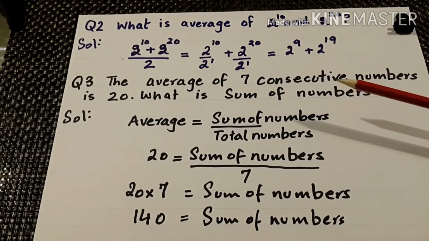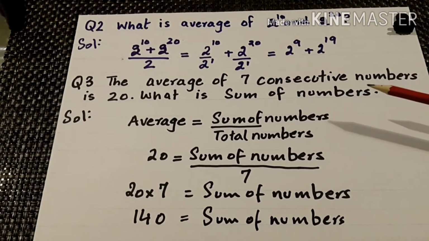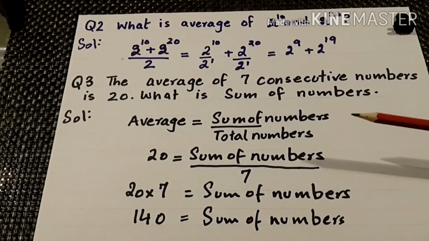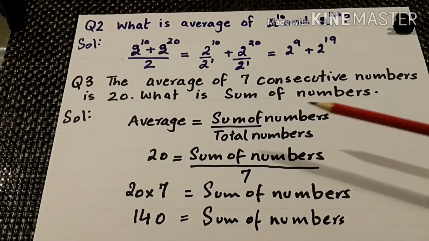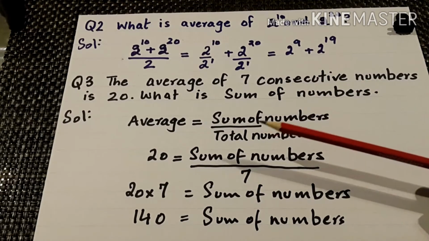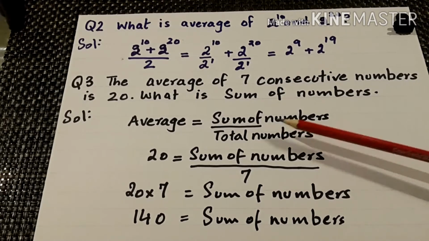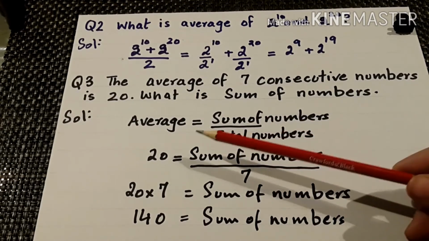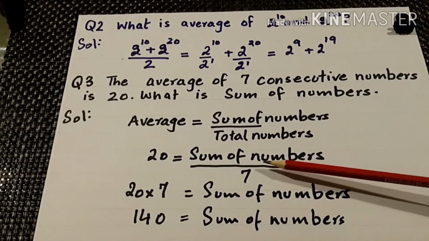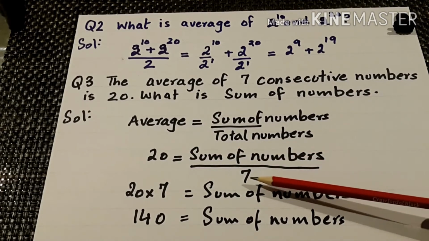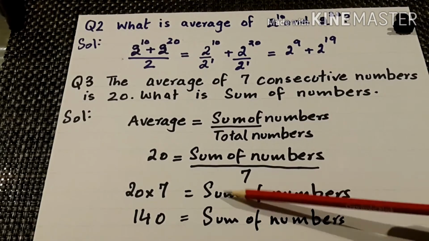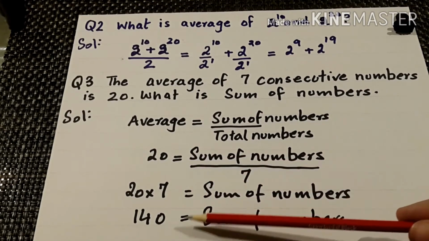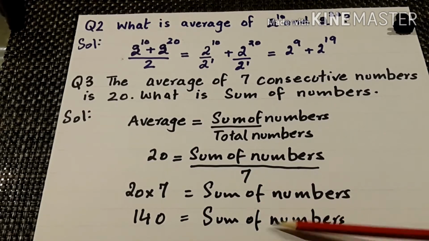Now question number 3. The average of 7 consecutive numbers is 20. What is the sum of numbers? We know the formula, average is equal to sum of numbers divided by total numbers. Now we substitute the values. The average is 20. Sum of numbers we have to find. Total number is 7. We cross multiply it, so we get 140 is equal to sum of numbers.